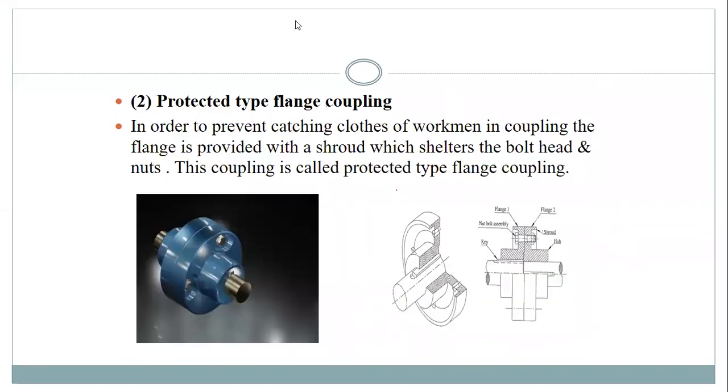Protected type of flange coupling. This flange coupling is just similar to the previous one, but you can see here a cover is provided, right? So since a cover is provided, there is protection against clothes. See what happened? The workers' clothes used to get trapped over here if the cover was not there. But since the cover is there, now there is a shelter, right? So the workers' clothes will not get trapped. A shelter will be provided to the bolt head and the nuts. That's why these are called the protected type of flange couplings.